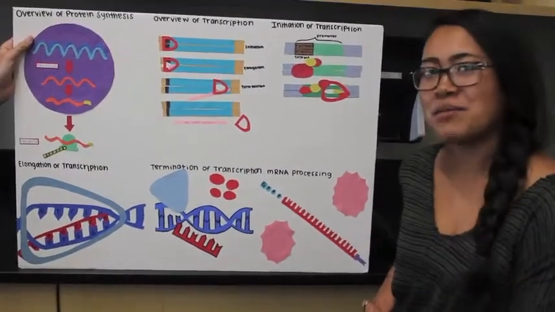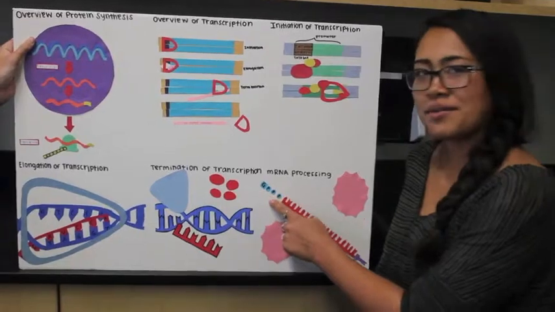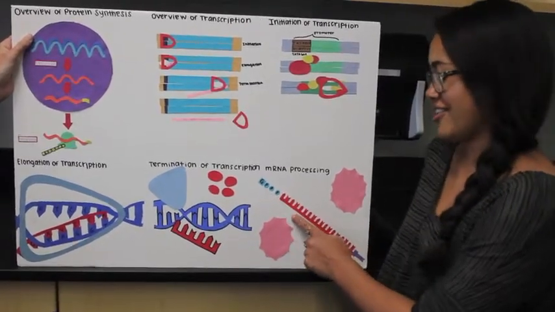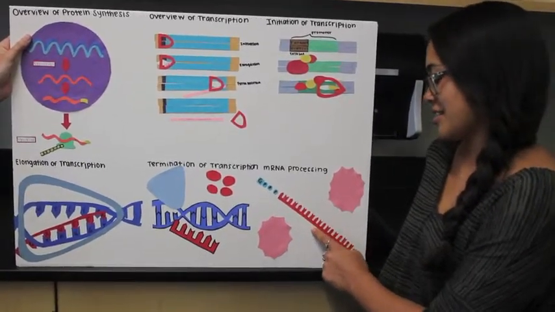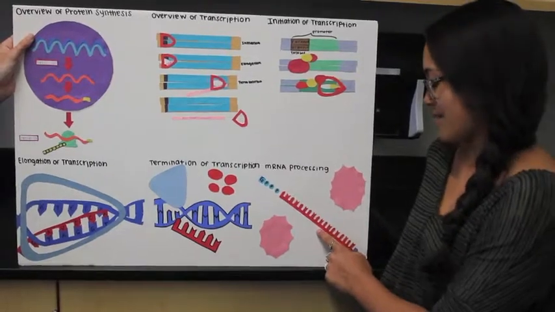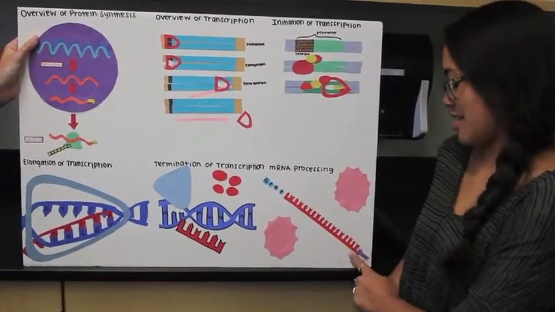The parts of the pre-mRNA are the 5' cap, the leader region, the start codon, the parts of the coding parts of the mRNA, the stop codon, the trailer, and then the poly A tail.